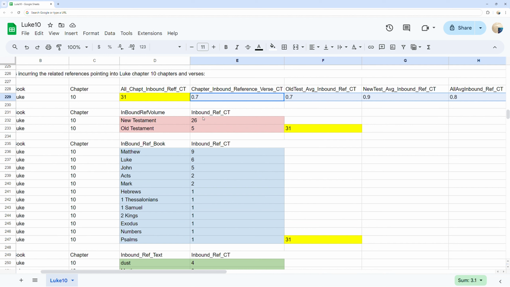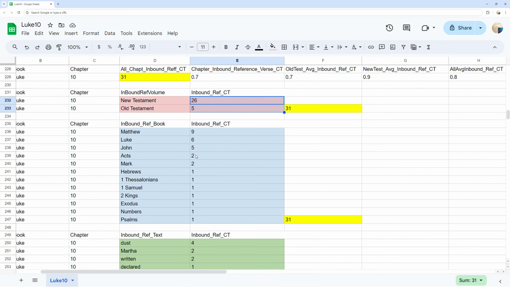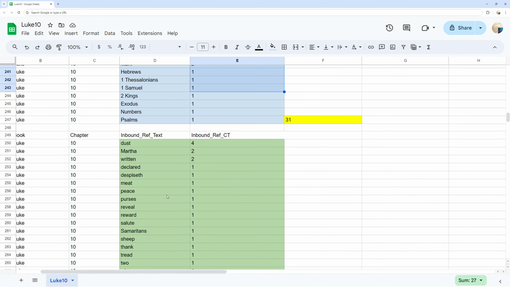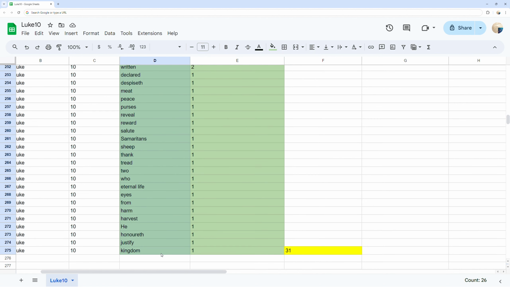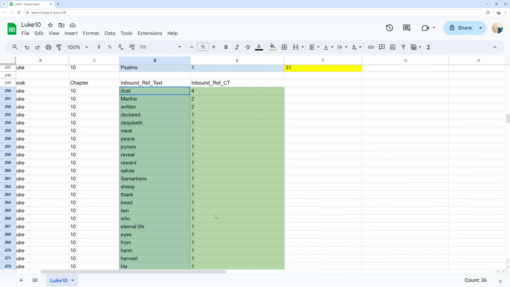In red, you can see the inbound references by origin source of either Old Testament or New Testament ordered by counts. In blue, you can see the 12 inbound references into Luke chapter 10 verse references by origin Bible books Matthew through Psalms ordered by counts. In green, you can see the 26 words that incur the related inbound reference counts into Luke chapter 10 from other Bible verses ordered by the count used.